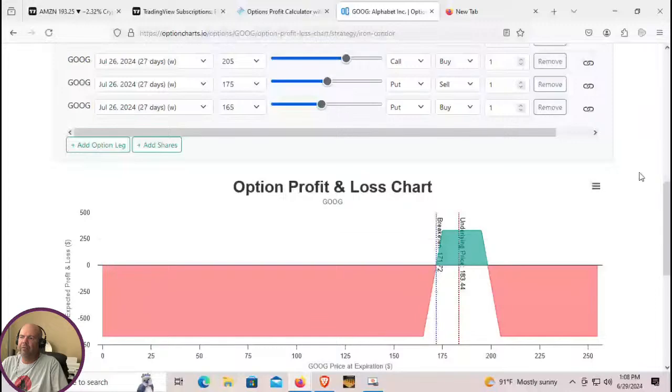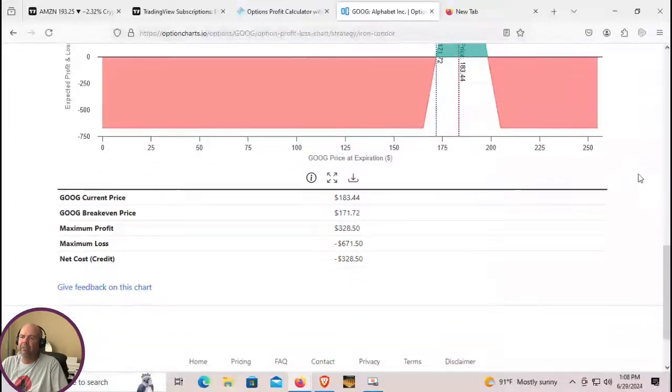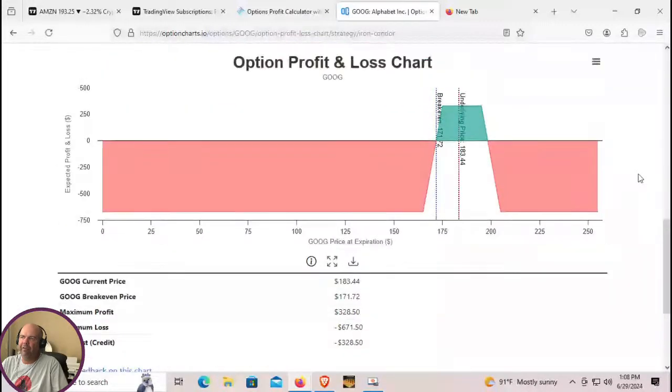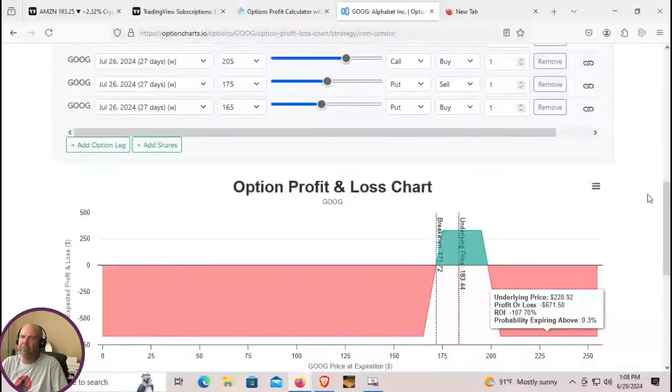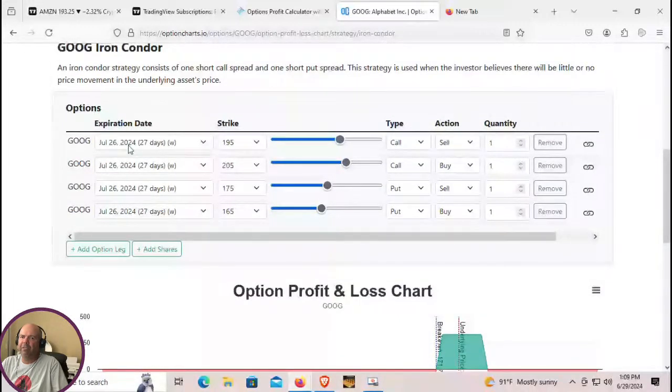So the iron condor is right there. I think they only show the graphic on how much money you can make and how much money you can lose. That's the plays, I believe. July 26, 27. They do monthly. Yeah, call, sell, action, buy, sell, buy.